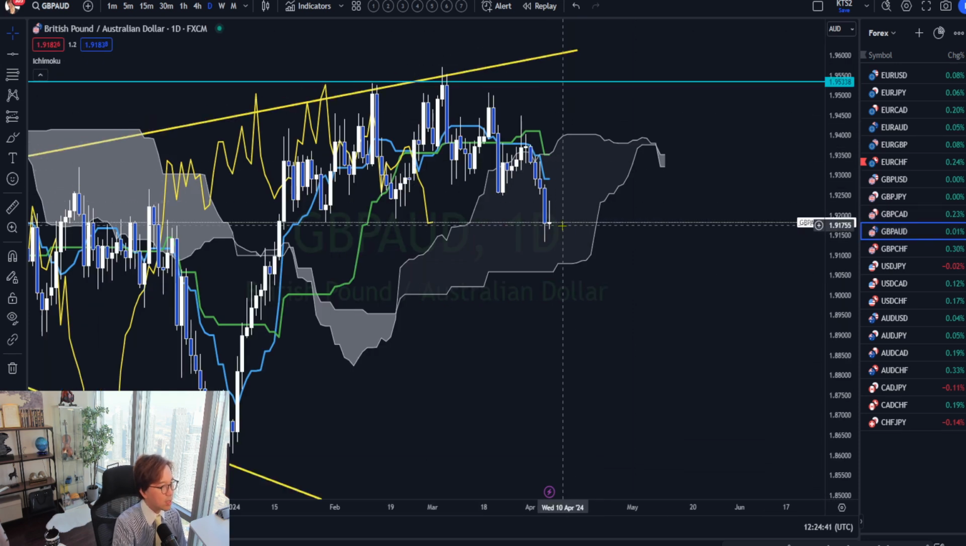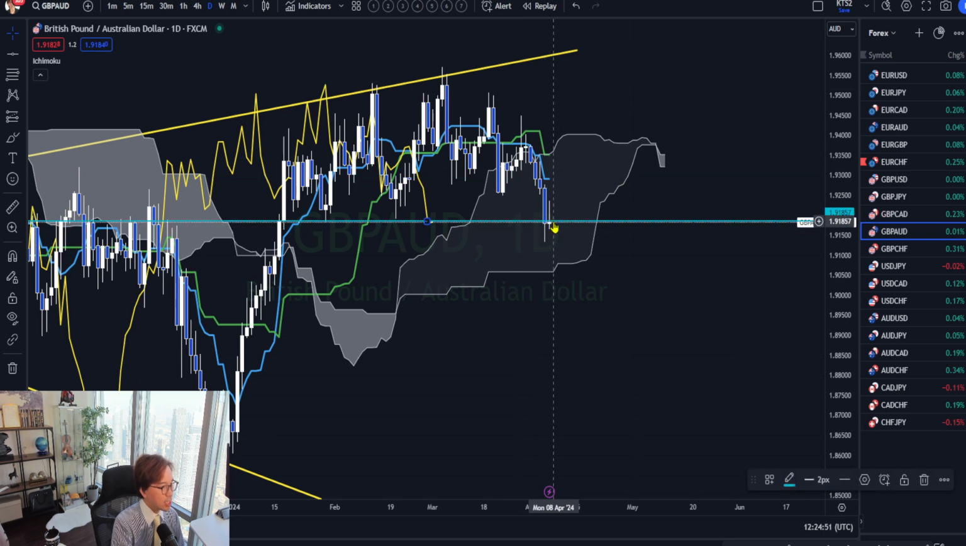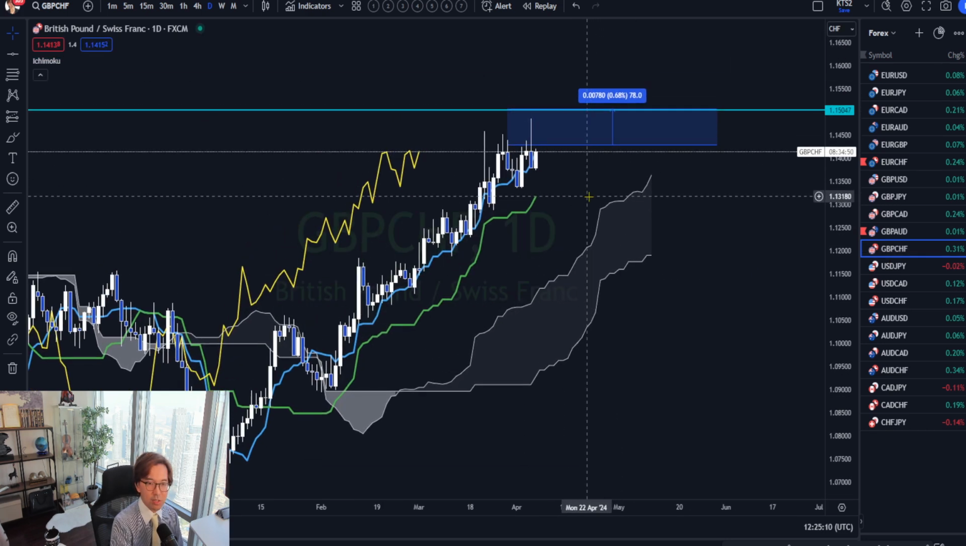But one good thing is that it's about to break the support level of 1.9184. So let's see if it breaks the support or even the Kumo on the daily time frame, so that by the next week or the end of today, the market may continue the trend down. So I will mark this one and monitor this one too. And pound Swiss franc is continuously bullish, just like Euro Swiss franc.